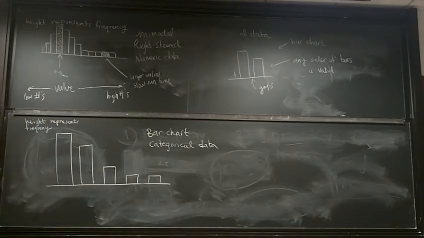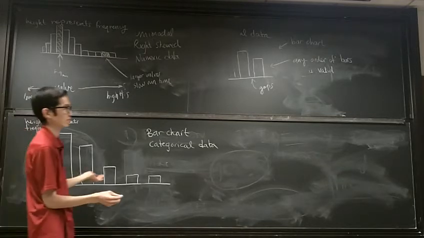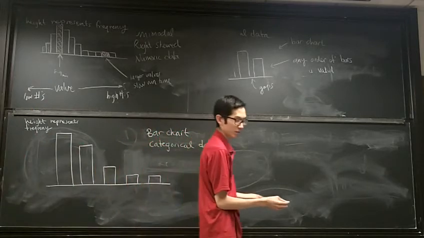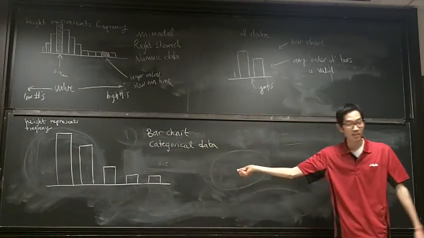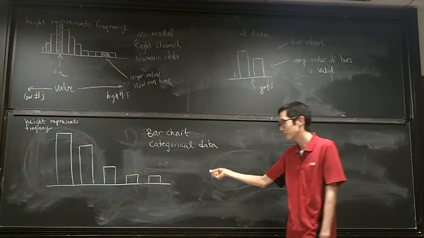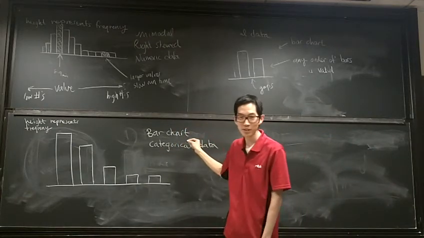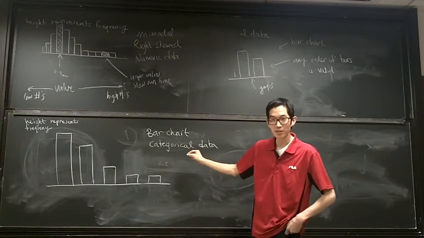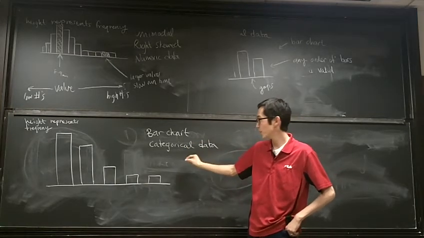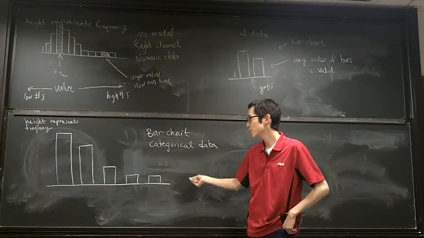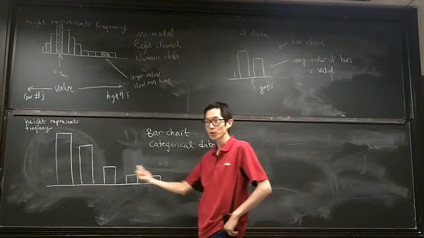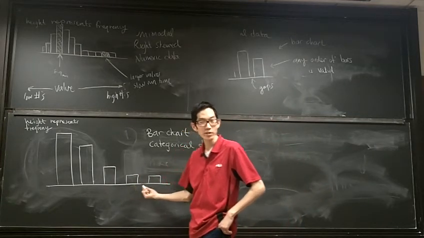Okay. Could we describe the shape of this bar chart? What would you say? Okay, so who thinks you might say this is right skewed? Okay, no, that was a trick question, okay? It's a bar chart, categorical data. This is not right skewed, okay? Why can we not call this right skewed? The reason why is the order of the bars is arbitrary, okay?